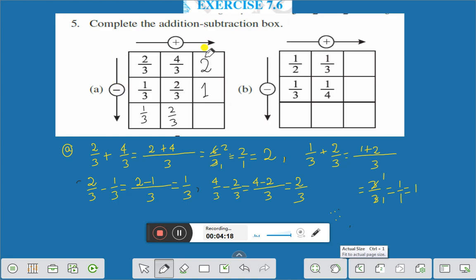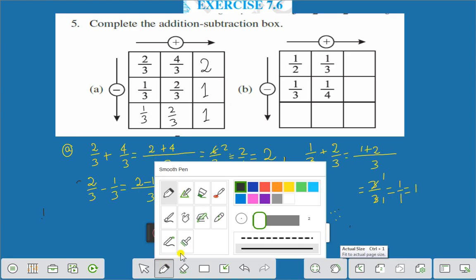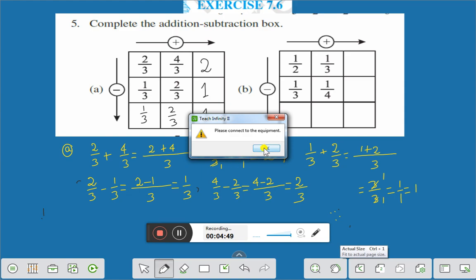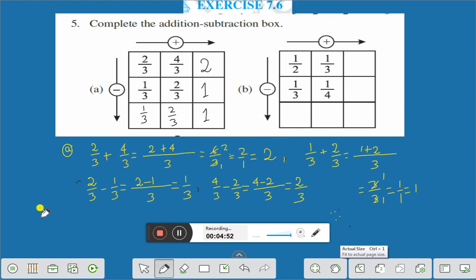In this vertical column we have to subtract, that is 2 minus 1, and we are getting 1. And what is the addition in the horizontal direction? In the vertical direction, 2 minus 1 is 1, right? And in the horizontal direction, we are finding 1 by 3 plus 2 by 3. Let us do this question, that is 1 by 3 plus 2 by 3.